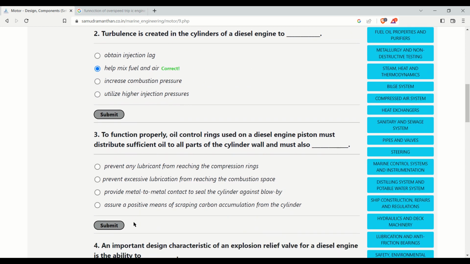To function properly, oil control rings used on a diesel engine piston must distribute sufficient oil to all parts of the engine wall, and the options are prevent any lubricant from reaching the compression rings, prevent excessive lubrication from reaching the combustion space, provide metal to metal contact to seal the cylinder against blow-by, assure a positive means of scraping carbon accumulation from the cylinder. One of the functions of the oil scraper ring is to prevent excessive lubrication from reaching the combustion space.